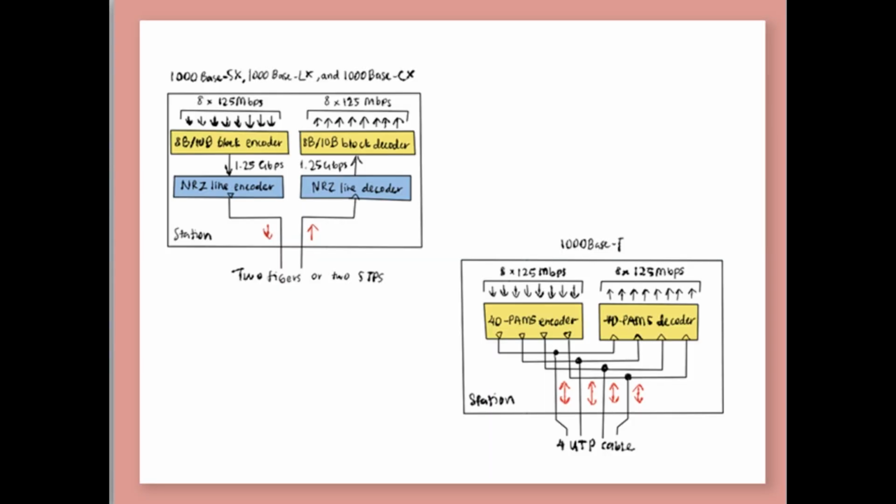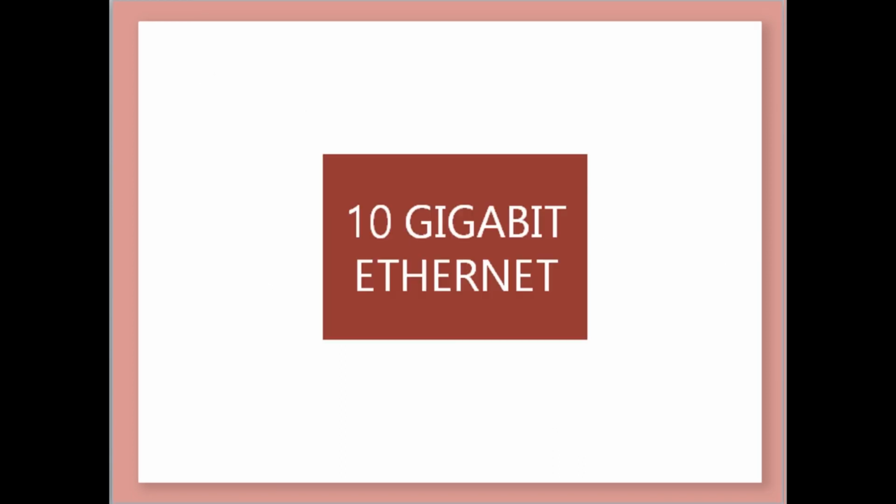The physical layer in Gigabit Ethernet is more complicated than that in standard or fast Ethernet. As you can see here, the implementations of 1000Base-SX, LX, and CX have the same encoder, that is 8B/10B and NRZ, while 1000Base-T uses 4D-PAM5.